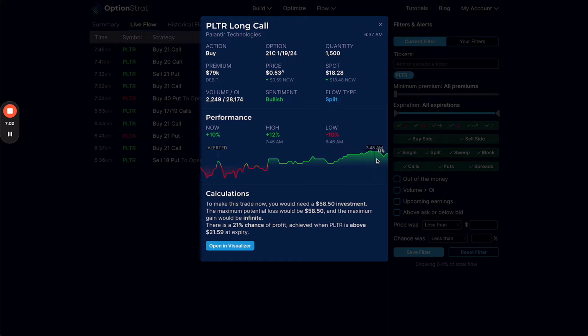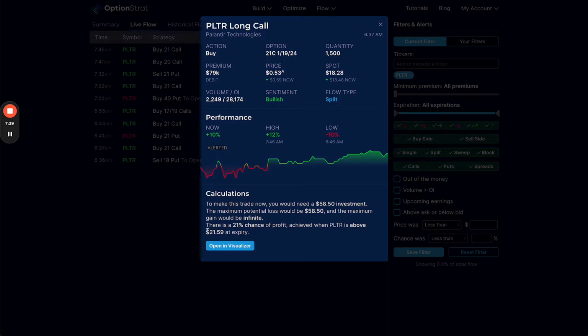And here's a general chart of that position. What's pretty cool is it shows me right here that to make this trade, I'd need to make a $58 investment. My maximum potential loss would be $58. The maximum gain is infinite because, of course, there is no upside cap if we just own the long call. It currently has a 21% chance of profit, but obviously there's a lot of people out there that are more bullish about this trade, hence the strong flow.